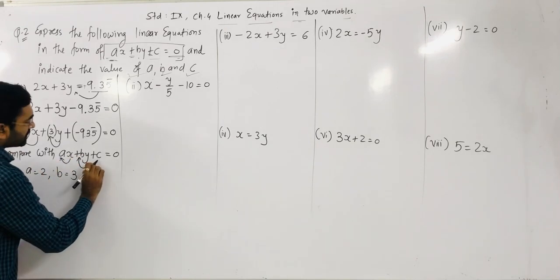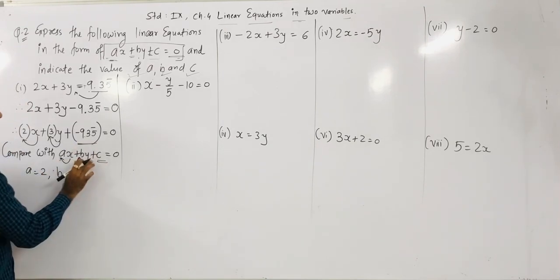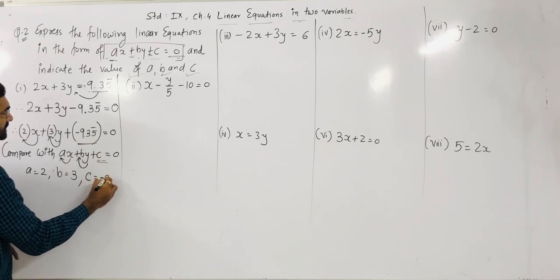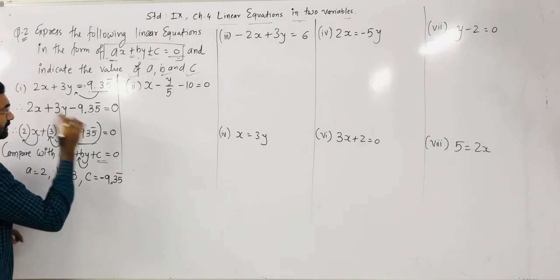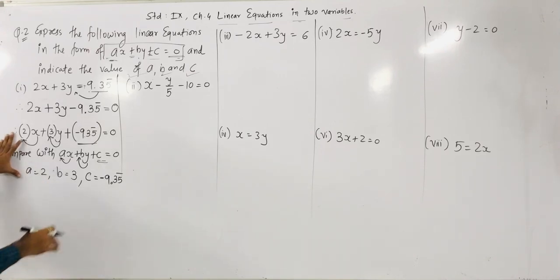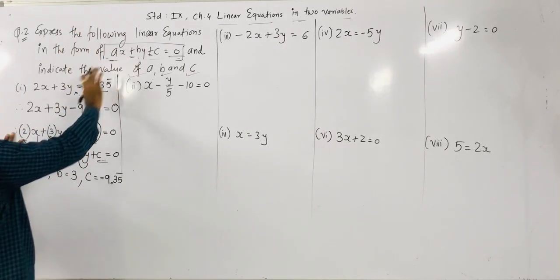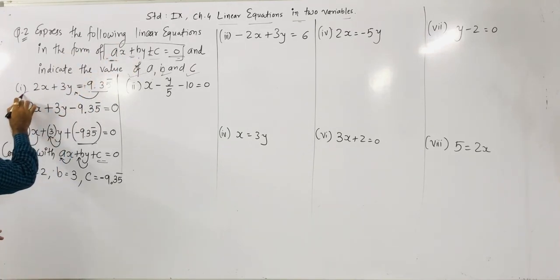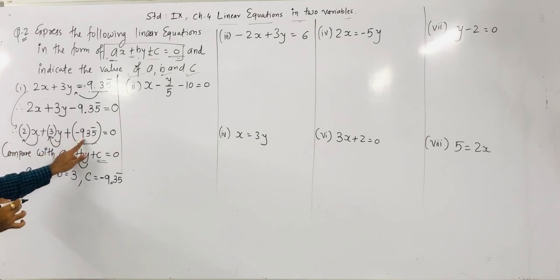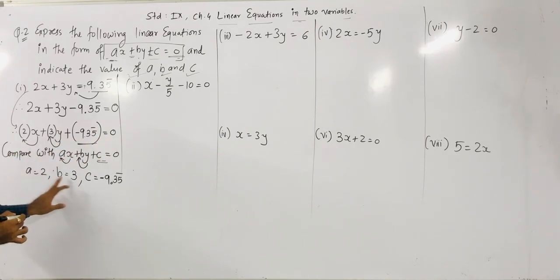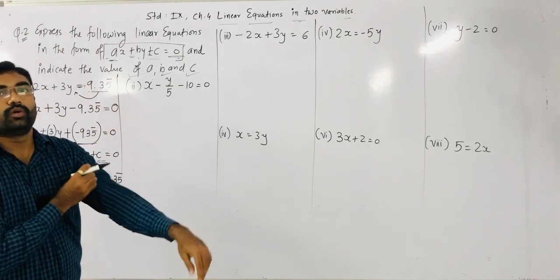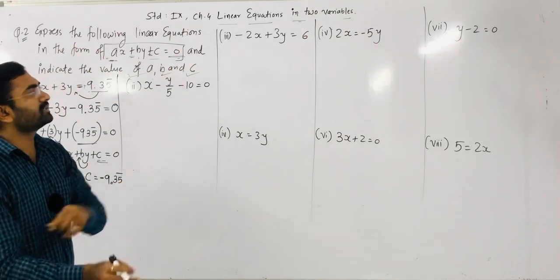And last, this is a constant term. After the plus sign, whatever the number is, it is the c value. So c is minus 9.35 bar. In the first question they mention to form the given linear equation in that form, so we form it in ax plus by plus c is equal to 0. After that we indicate the a, b and c values by comparing with this general form. In the same way we have to do the same process for all these questions.